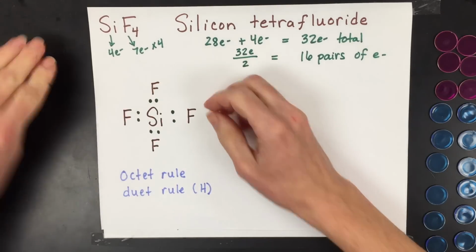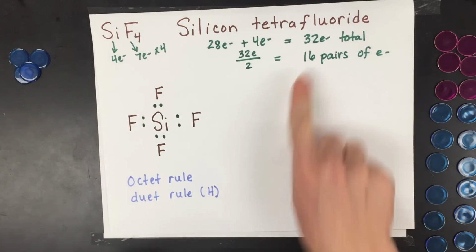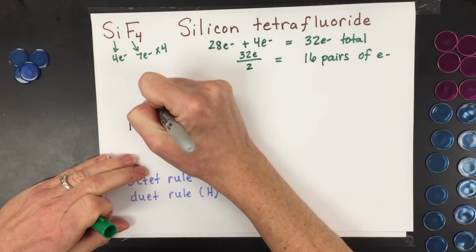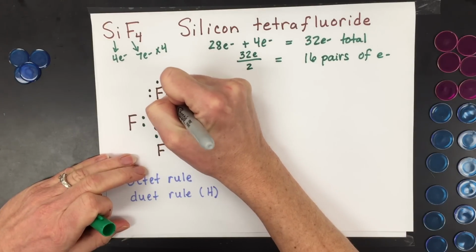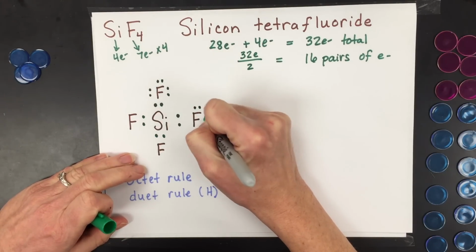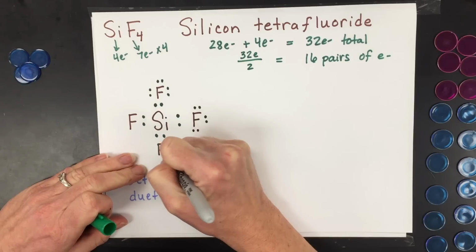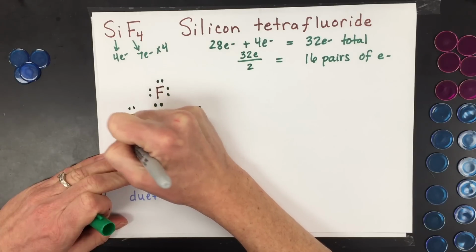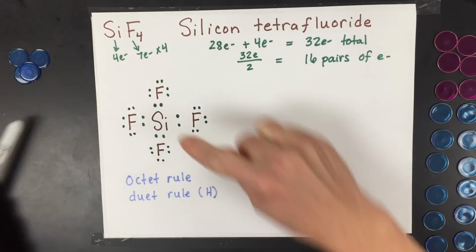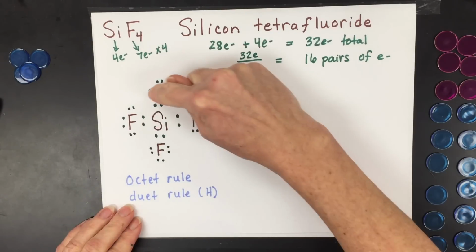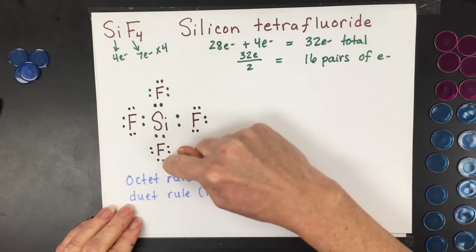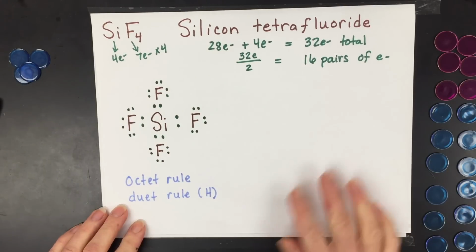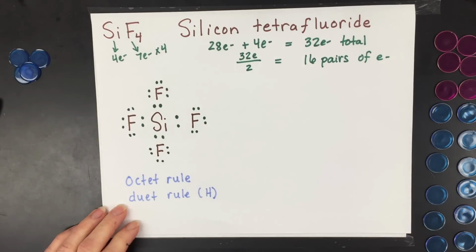So the next thing we're going to do is take the rest of these pairs, there's 12 of them, and we're going to place those around the fluorines, and each fluorine will have 3 pairs on the outside called lone pairs, and that will add up to 16 pairs of electrons. So again, if you want to count them, 1, 2, 3, 4, 5, 6, 7, 8, 9, 10, 11, 12, 13, 14, 15, 16. So I have placed those 16 pairs.